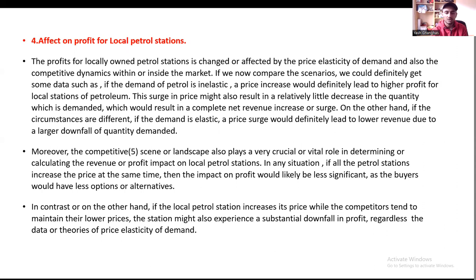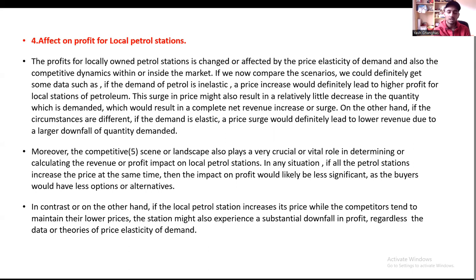Moreover, the competitive landscape also plays a vital role in determining the revenue or profit impact on local petrol stations. If all the petrol stations increase the price at the same time, the impact on profit would likely be less significant, as the buyers would have fewer alternatives. The buyers will have no other option to go to, so they will be forced to buy if all the petrol stations increase the prices at the same time.